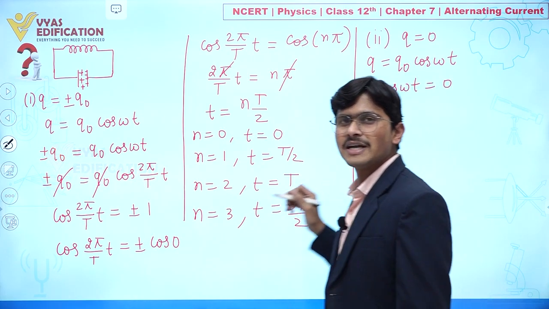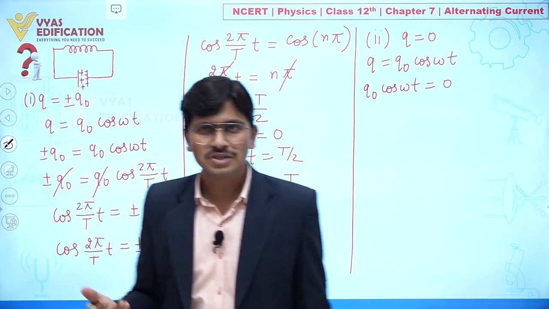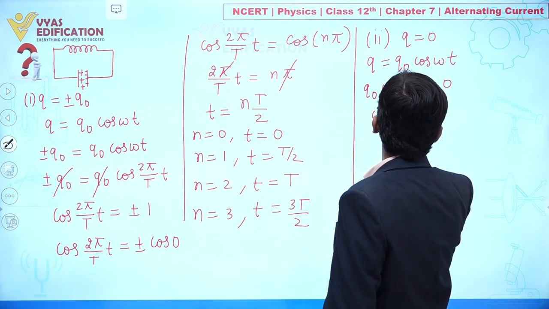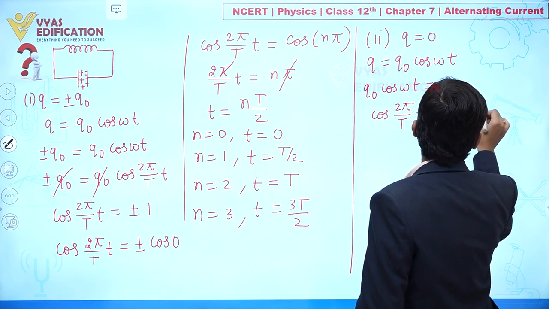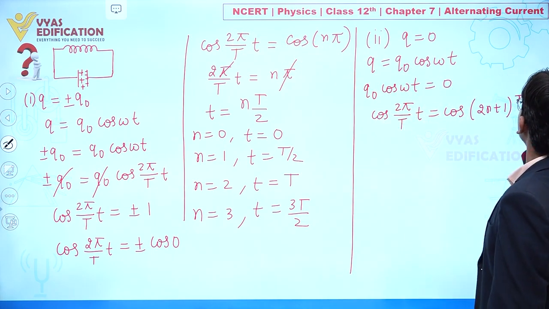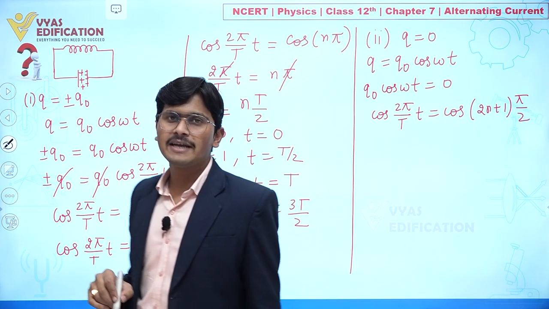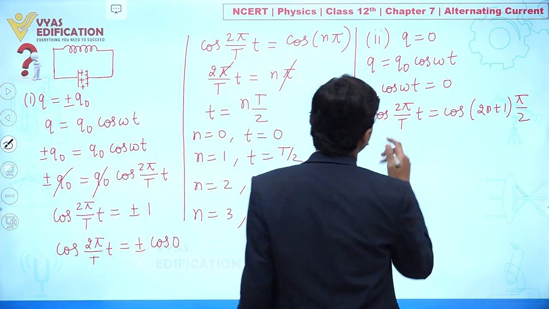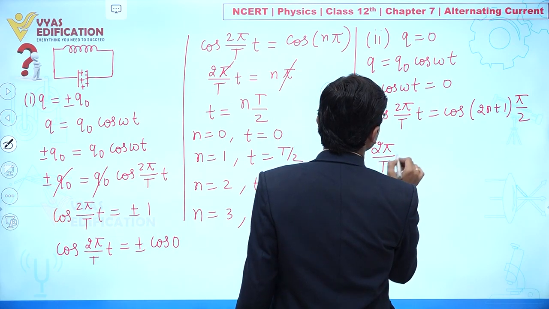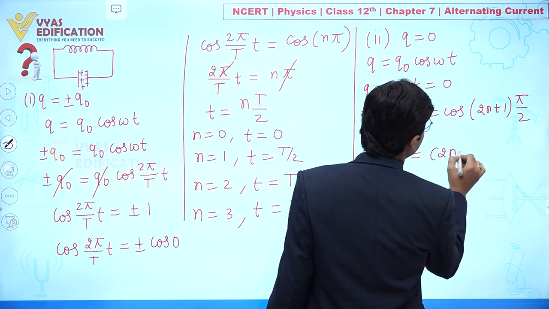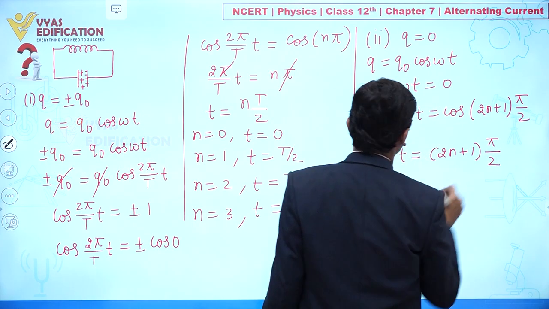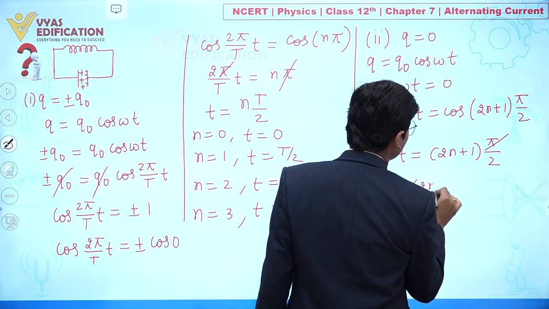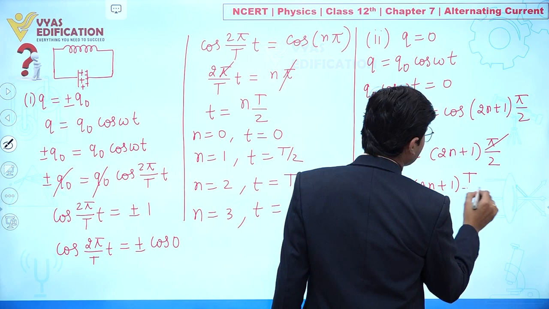Whenever we get this value 0, it is cos pi by 2, cos 3 pi by 2. So if I generalize, cos of 2 pi by T into t is equal to cos of (2n plus 1) pi by 2. If you place n equal to 0, I get cos pi by 2. If you place 1, 3 pi by 2, and in all conditions you are getting 0. So 2 pi by T into t is given by (2n plus 1) pi by 2. Pi and pi cancel out, so the value of t is given by (2n plus 1) capital T by 4.